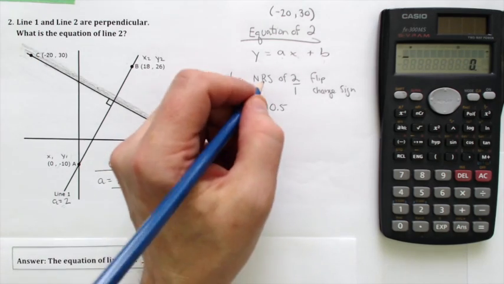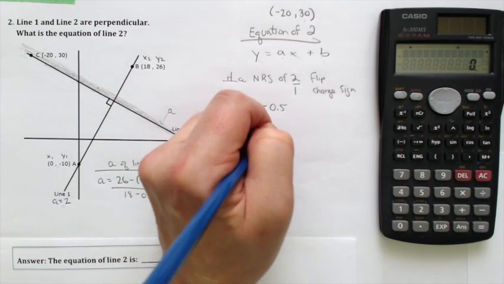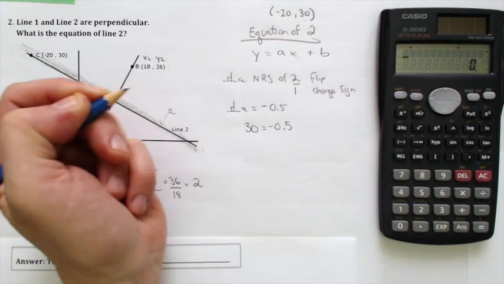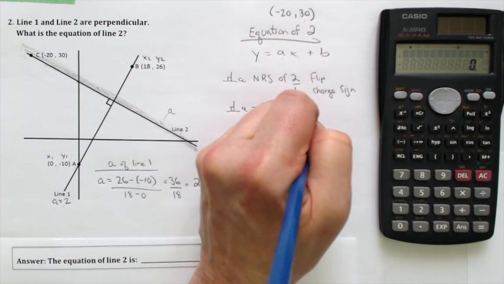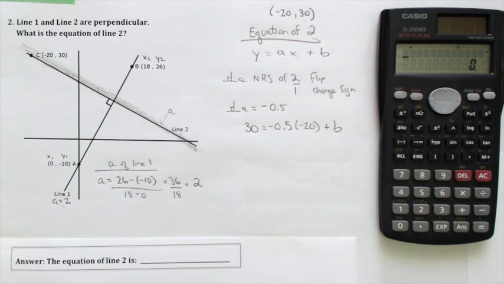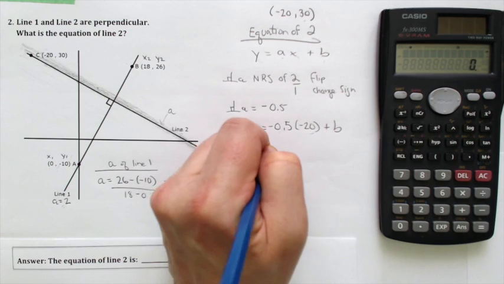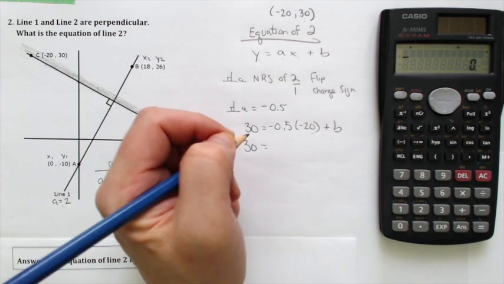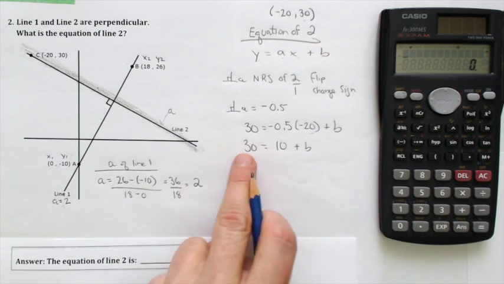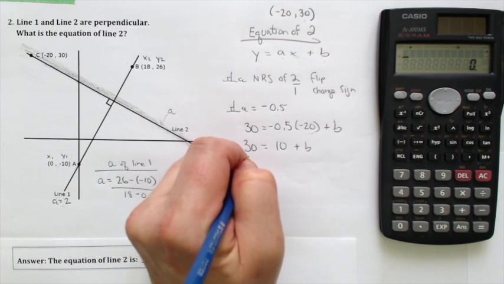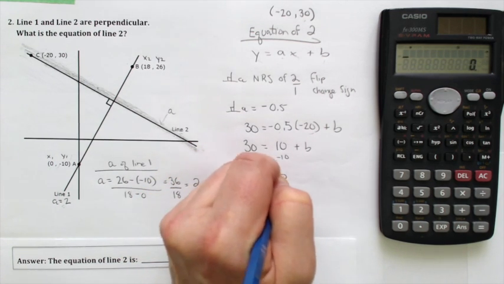So y, 30, is equal to A, negative 0.5, our negative reciprocal of 2, times the x, which we know is negative 20, plus b, right, as always. And so we're going to simplify this part right here. I get 30 is equal to negative 0.5 times negative 20, which is positive 10. I'm going to subtract 10 from both sides now, and I'm going to be left with 20 as my b.